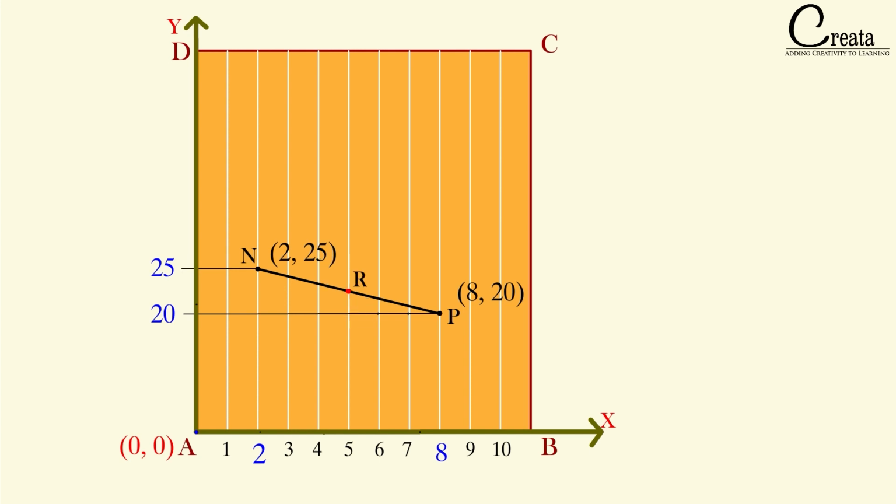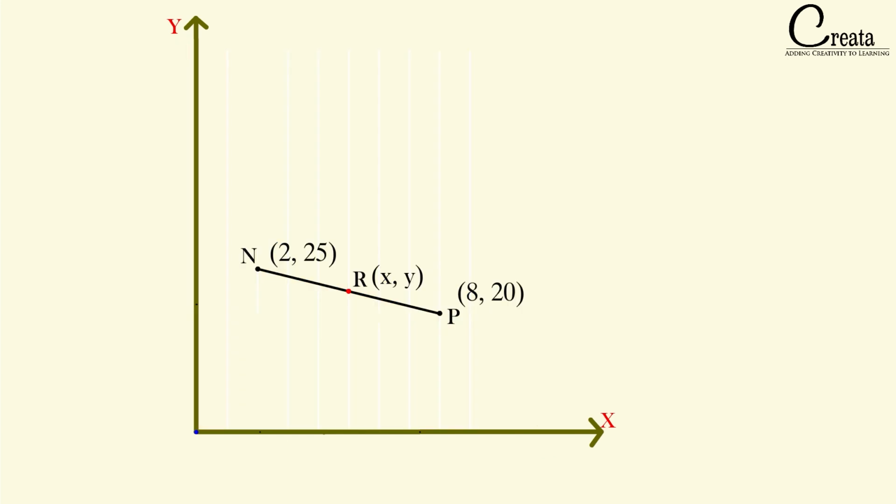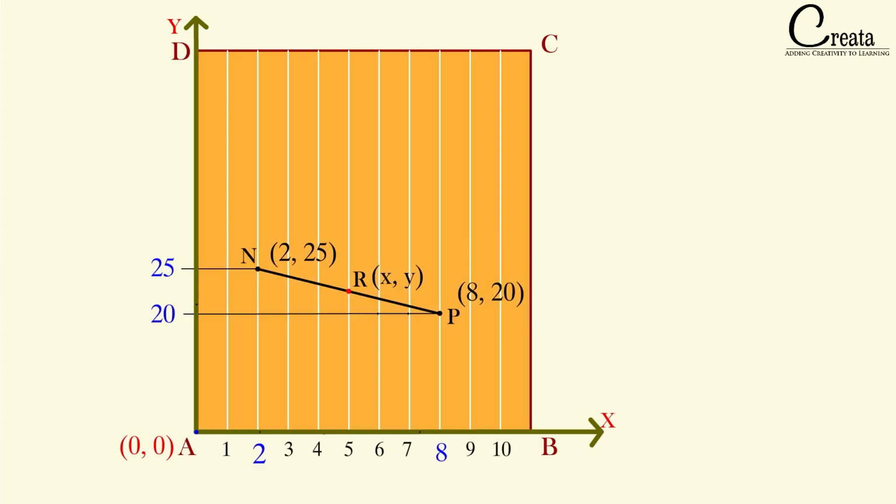So we got 3 points N, P and R. The coordinates of N and P we know, and the last point is R whose coordinate we have to find. Let's assume the coordinate of point R as (x, y). Now, are you observing how we have visualized the question and converted the complete scenario into a coordinate plane figure? Now we can easily apply the section formula and solve this question.